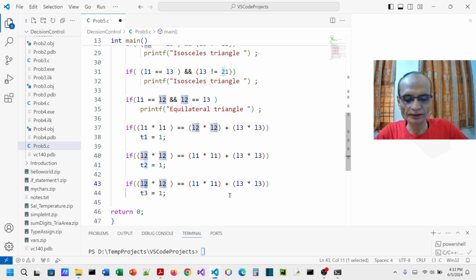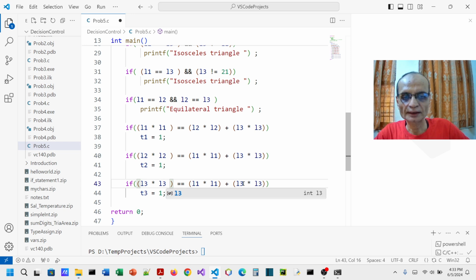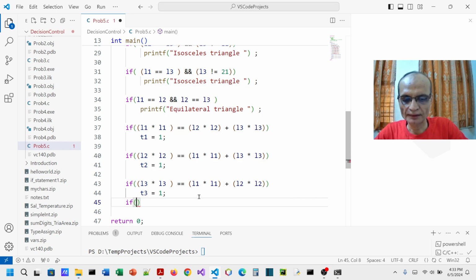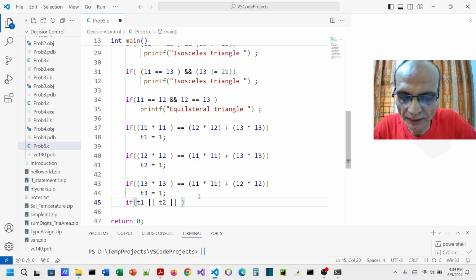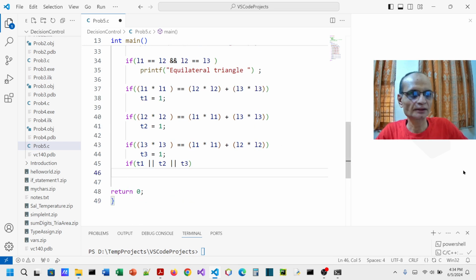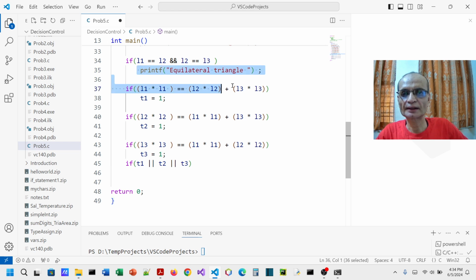So here obviously you will have L3, L3, L1 and L2. Then in the end I will have to check if T1 ORed with T2 ORed with T3. That means if any of the things is 1, then we can simply say right angled triangle.